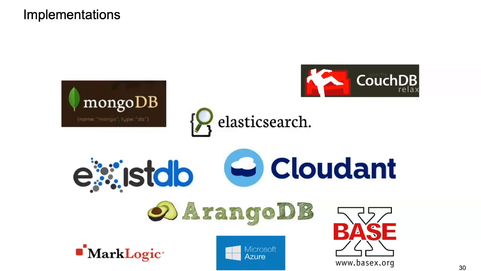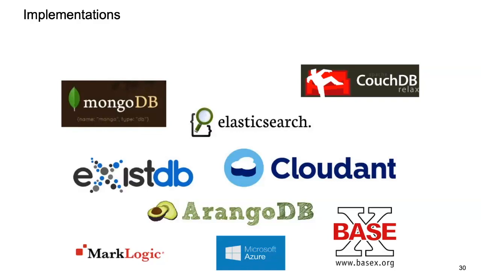MarkLogic supports both XML and JSON. MongoDB is JSON. ExistDB, everything that has an X is probably XML. So ExistDB is XML, BaseX is XML, and the others, I think, are JSON.